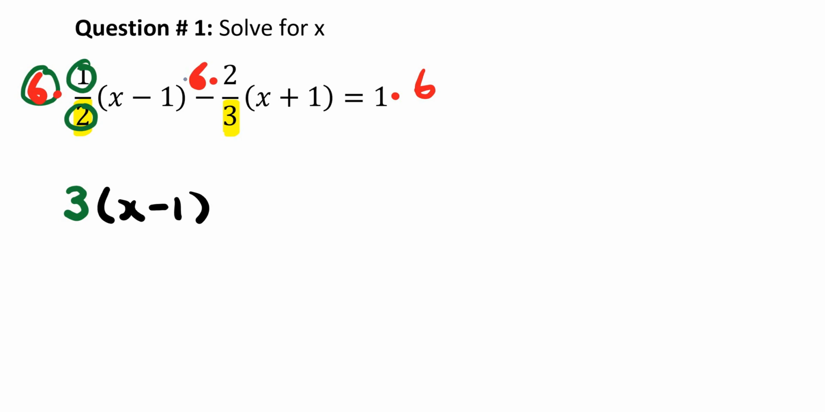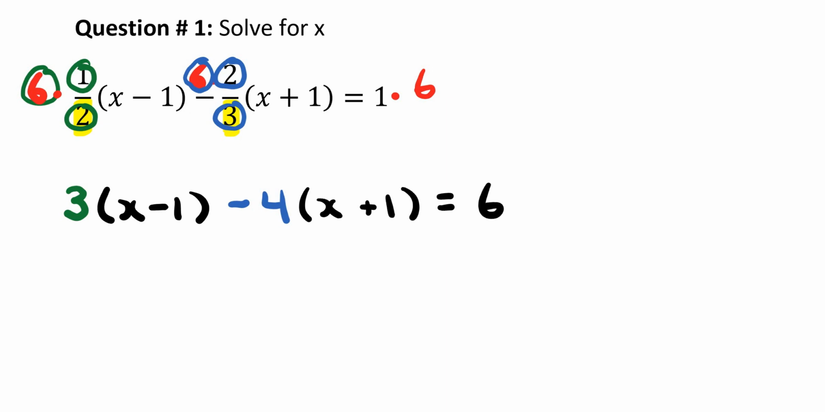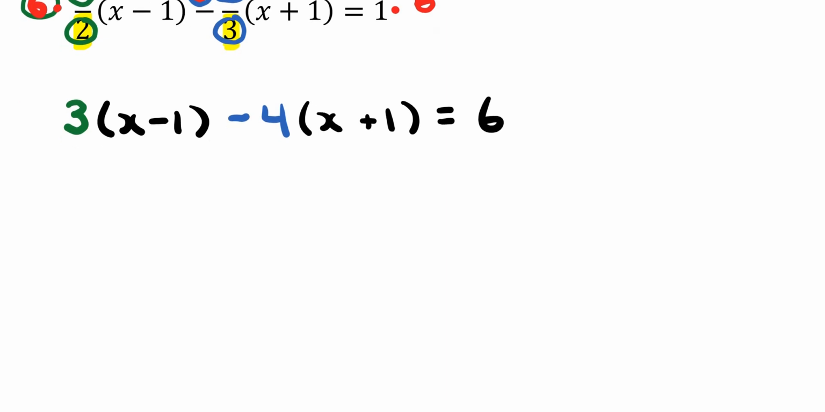Okay, and then I have a 6 over here, so 6 divided by 3, I always divide first. So 6 divided by 3 is 2, and 2 times 2 is going to be 4. So there's a negative 4 over here, and then I have an x plus 1. And then on the right hand side, I have 1 times 6, which is just 6. Now this equation is much easier to solve because the fractions have now been eliminated.